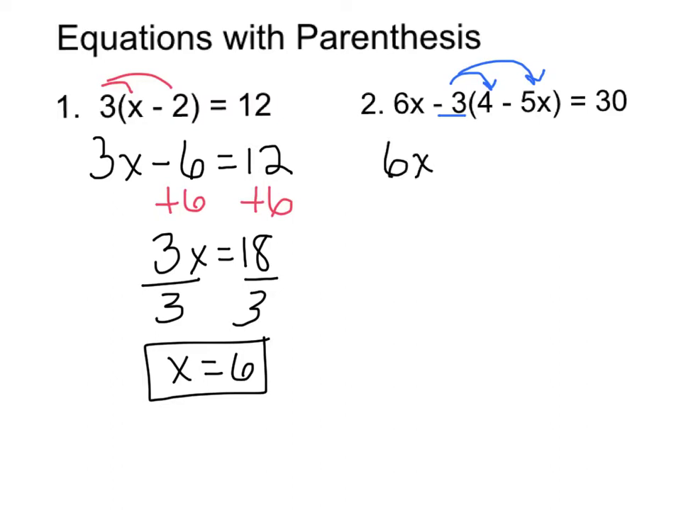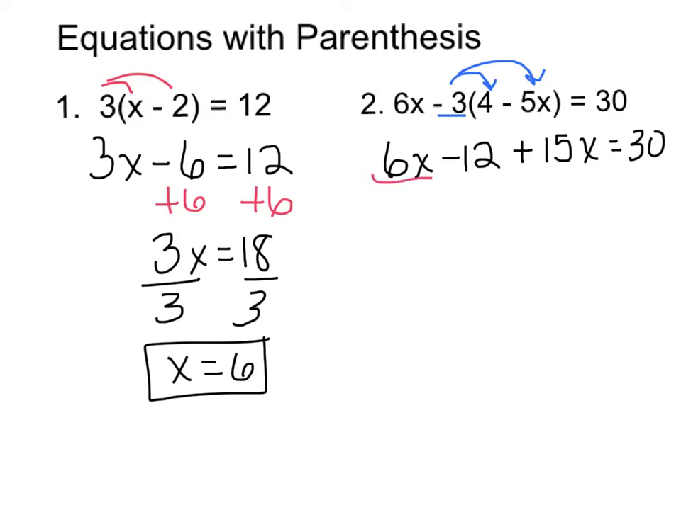So this will give us 6x. We don't do anything with that. Negative 3 times 4 is negative 12. And here is another very easy mistake. People want to take negative 3 times negative 5 and get negative 15x. A negative times a negative is a positive. So negative 3 times negative 5 is positive 15x equals 30.